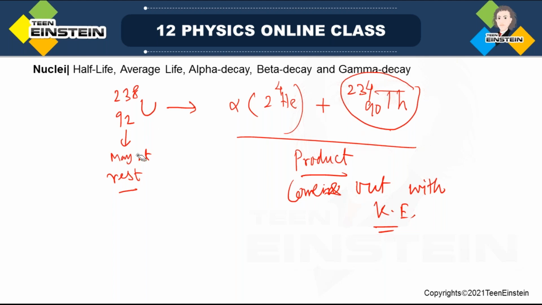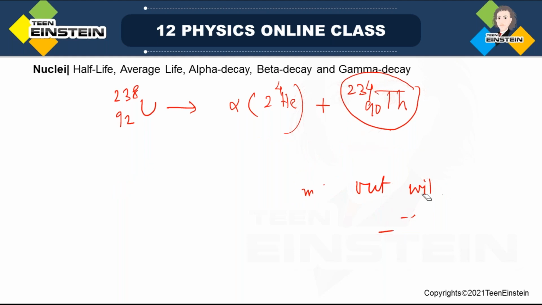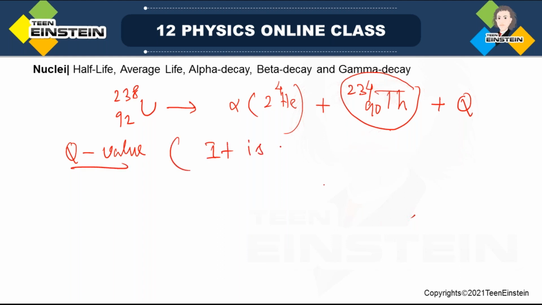I'll just tell you once again that this equation of alpha decay is not complete. Why is it not complete? Here, not only these two particles, something else also gets released, that is Q. It is sometimes called the Q value. Q value means it is energy, having the dimension of energy.